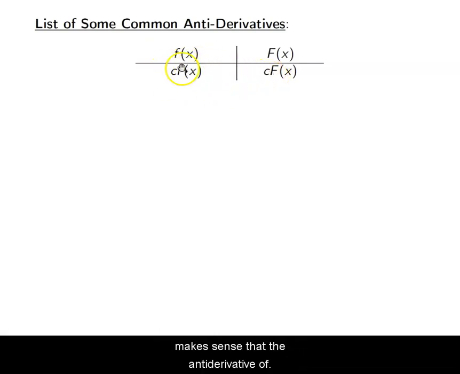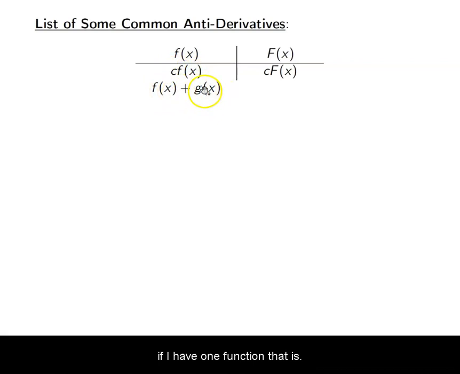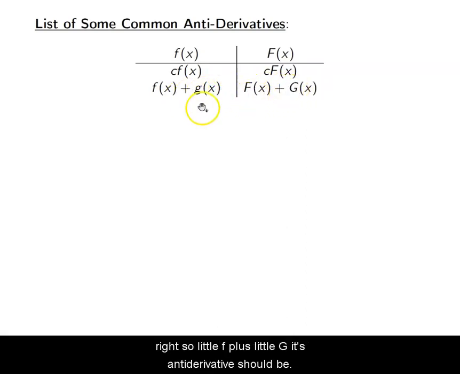So it makes sense that the antiderivative of a constant times a function is just the constant times that antiderivative. Okay. Here, if I have two functions being added together, again, just think about the properties of limits and sums. If I have one function that I can look at as a sum of functions, well, then I should be able to look at it as the sum of antiderivative functions, right? So little f plus little g, its antiderivative should be the antiderivative of f plus the antiderivative of g.